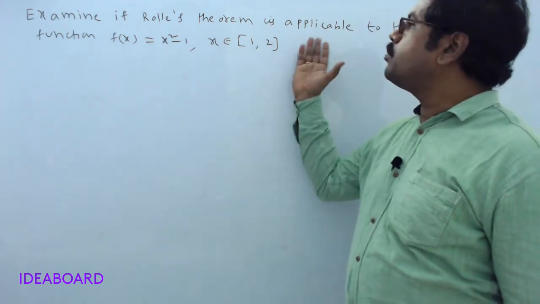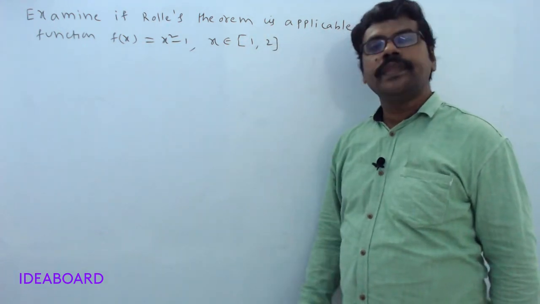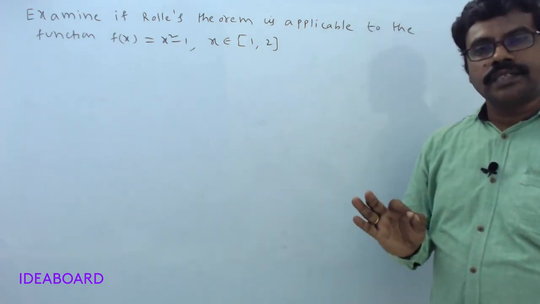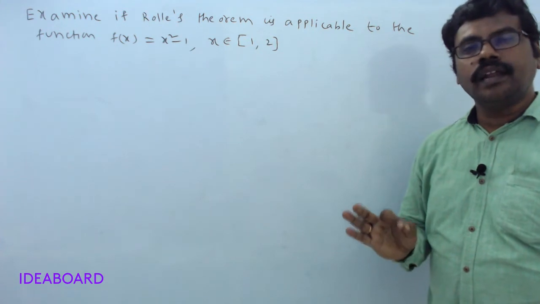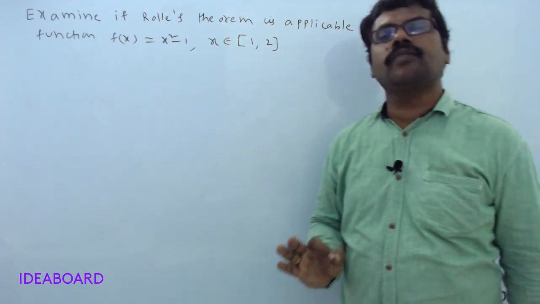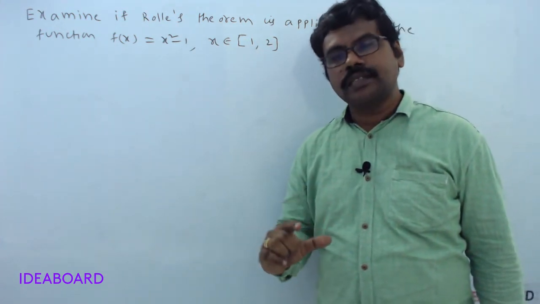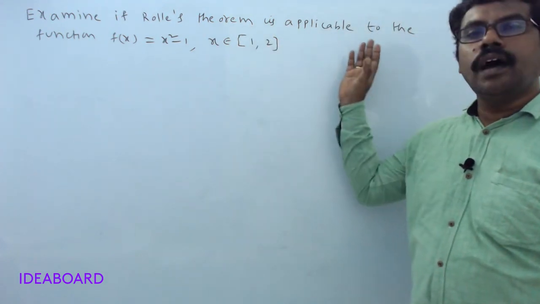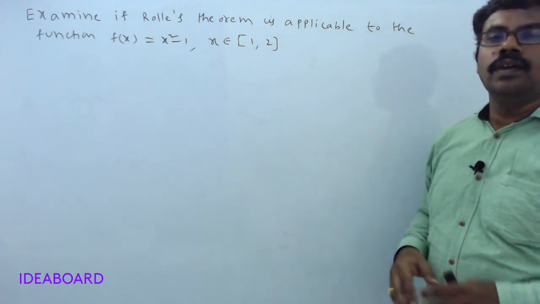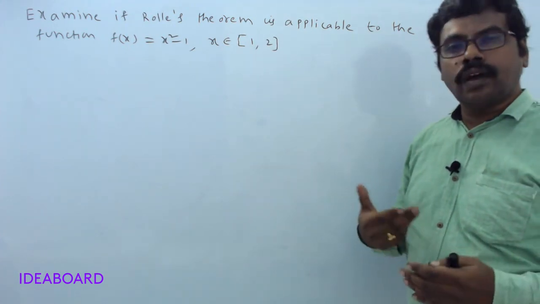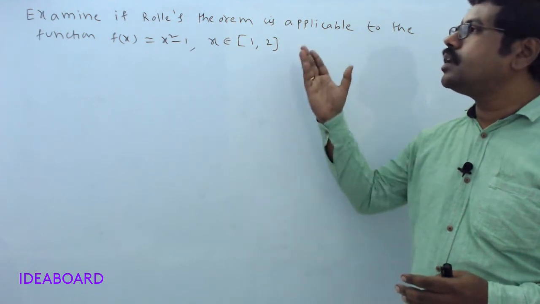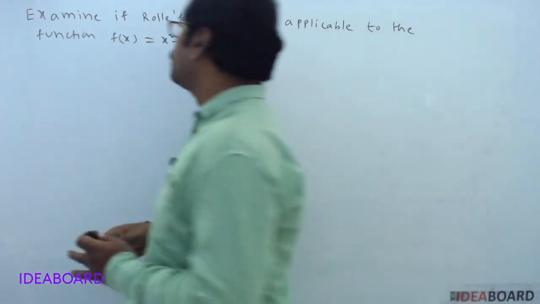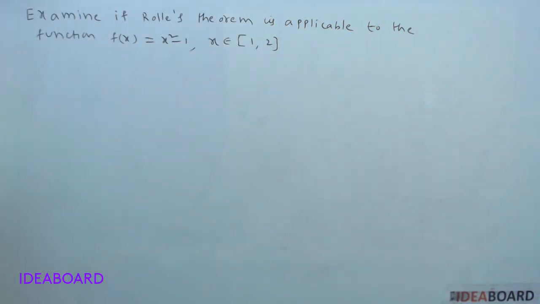Rolle's theorem is applicable to a given function if a function f of x satisfies the continuity condition and the differentiability condition and f of a equals f of b. If those three conditions are satisfied, then only we say that Rolle's theorem is applicable to the given function. So in this problem, we just have to check the three conditions in Rolle's theorem for the given function f of x.